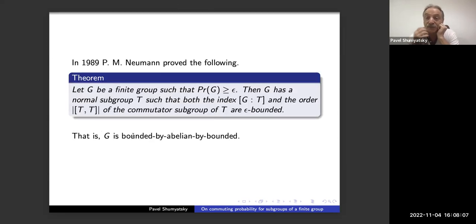The general theorem about the structure of groups with given commuting probability is due to Peter Neumann, who in 1989 proved that if G is a finite group in which the commuting probability is at least epsilon for some positive number epsilon, then G has a normal subgroup T such that both the index of T in G and the order of the commutator subgroup of T are bounded in terms of epsilon only. So in other words, if the commuting probability of the group is high, then the group has a really big abelian section. When a group has such a structure, for brevity, we will say that G is bounded-by-abelian-by-bounded.